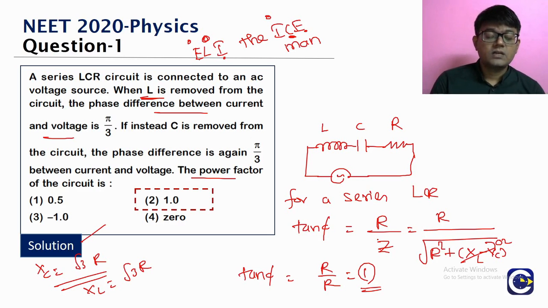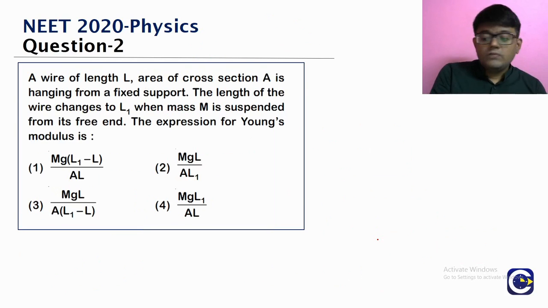Power factor formula is tan phi, which is equal to R by Z. So R by Z will be what? Since XL is equal to XC, when a series LCR has XL equal to XC, what does it mean? It is the condition of resonance, isn't it? So the overall impedance value will be equal to just resistance alone. So thereby we will get the power factor to be equal to 1. Okay. We'll move on to the next question.